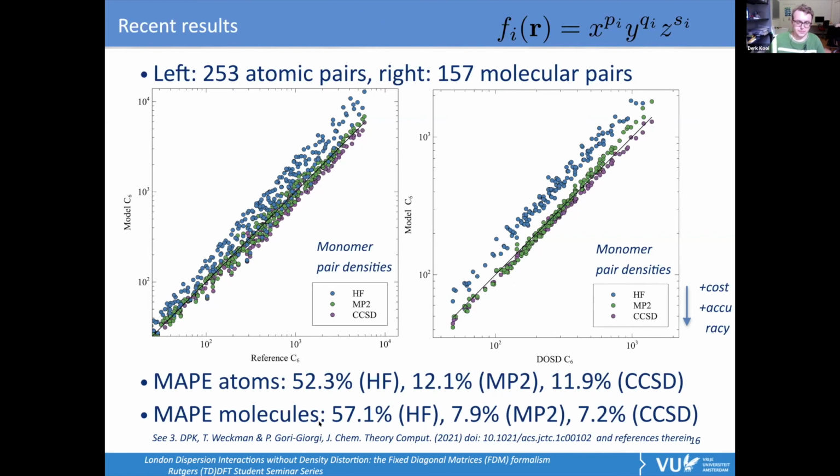Then there is, with the molecules, we get better results with MP2, 7.9%, and 7.2% for CCSD. Still, these results we're trying to improve. So working together with the group of Chiara Capelli in Pisa, they are now doing Gaussians for these dispersals, and that seems to improve the results quite a bit. Because we are variational, improving the basis means you only go up.